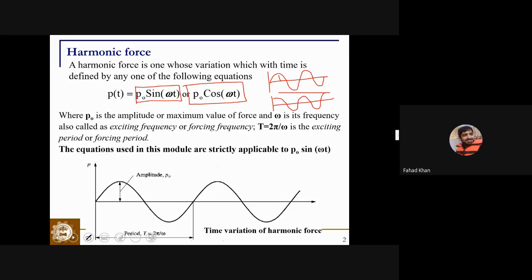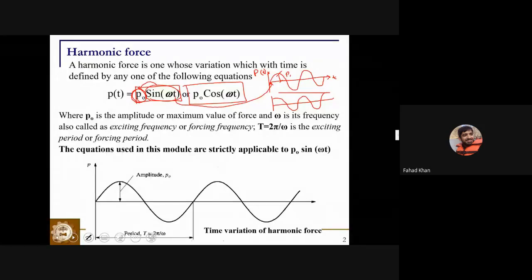Now P naught is the amplitude of this force, and the sine omega t and cosine omega t basically help this P naught to achieve its maximum value. So at time t equals 0, if for example this axis is our time axis and this is our P of t axis, then when time is equal to 0, the force will be equal to 0, and then eventually it will take the maximum value of P naught at some time interval.